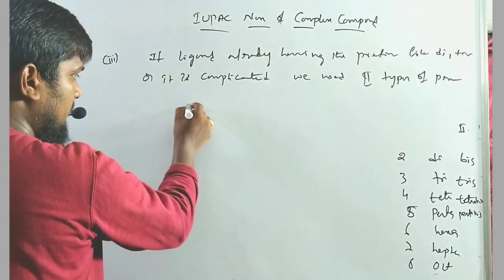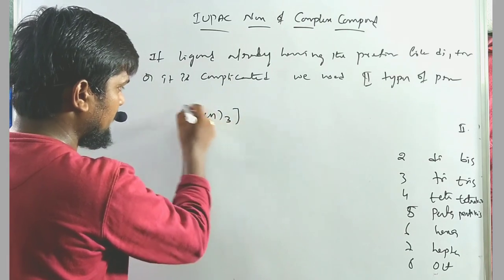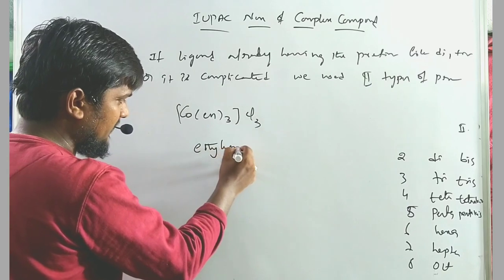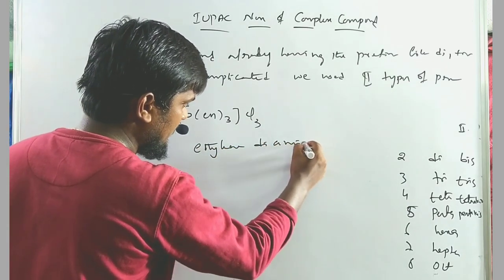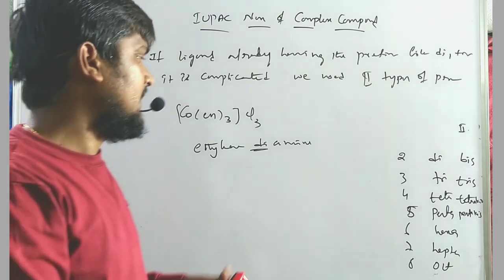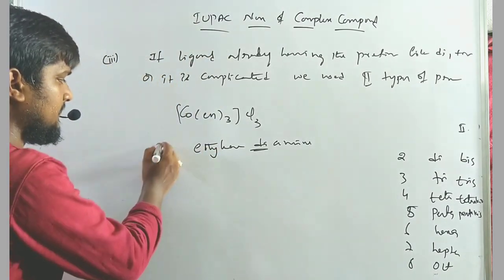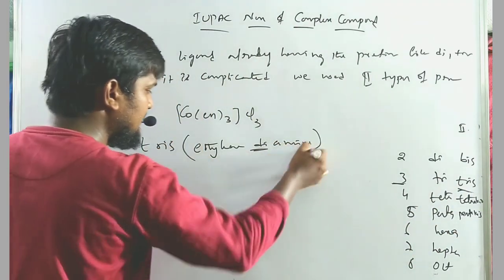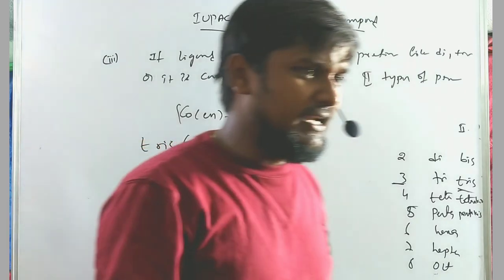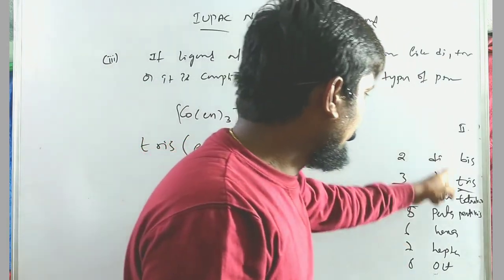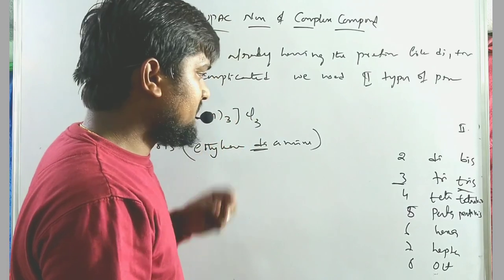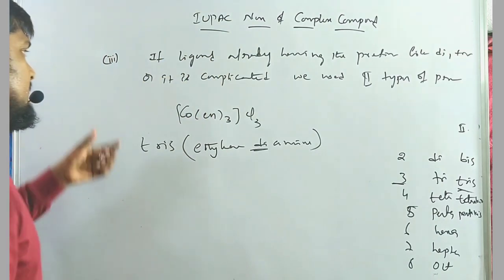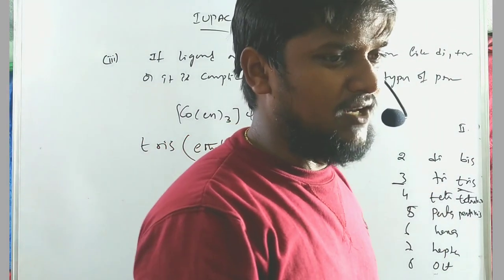For example, cobalt ethylene diamine three times Cl3. The nomenclature of ethylene diamine itself has di, so for the three times we use tris: tris ethylene diamine. After the second type of prefixes, we enclose the ligand name in square brackets. This is the third rule about ligand nomenclature.